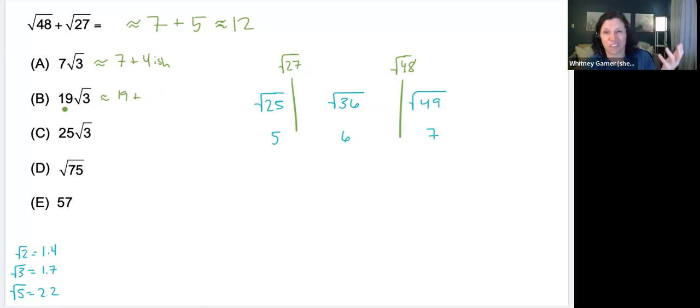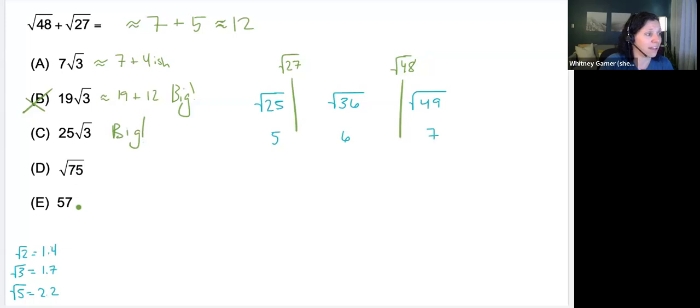This one's going to be 19 plus like 11 or 12-ish, like half of that. That's way too big. This one is huge. Same problem with C. I'm taking 25 and then adding like half of that to it, so like 12 or 13, at least. So this is too big. I'll come back to 75 in a second. And 57 is way too big. I'm looking for 12, not 57.